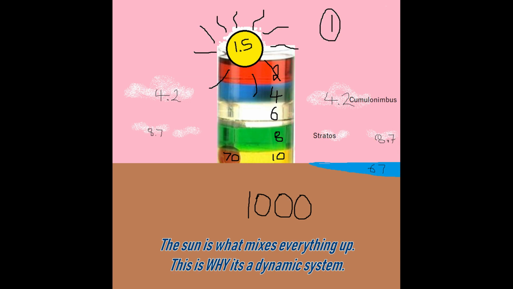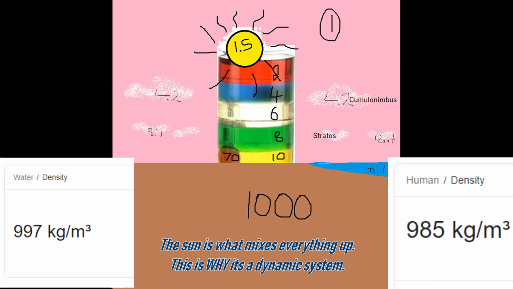So, you say that a human is more dense than water. Okay? The density of water is 997 kilograms per cubic meter. The average human density is 985 kilograms per cubic meter, which means the human is less dense than water. Maybe you're the exception, Sleeping Warrior.